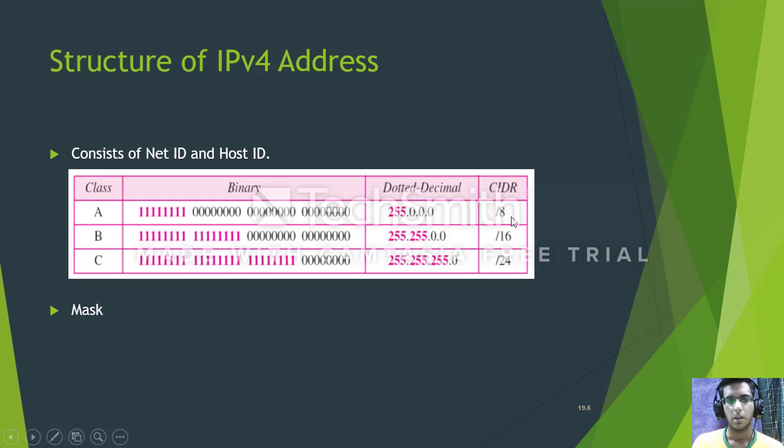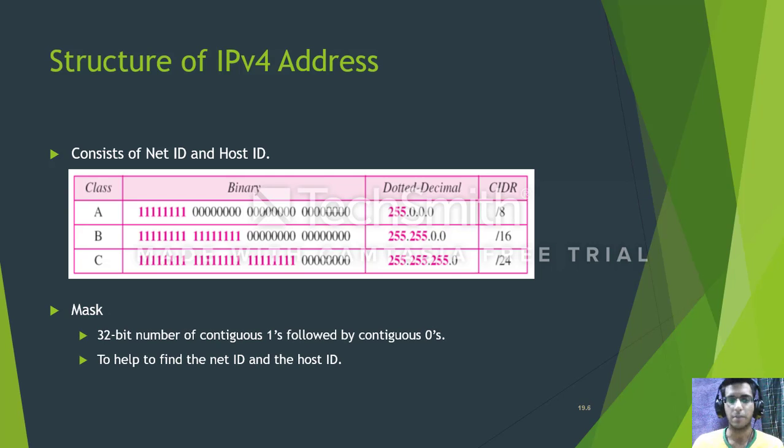Moving on is mask. What is mask? Mask is a 32-bit number of contiguous ones followed by contiguous zeros. It is also used to help identify the net ID and host ID.